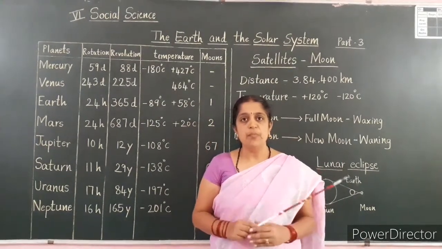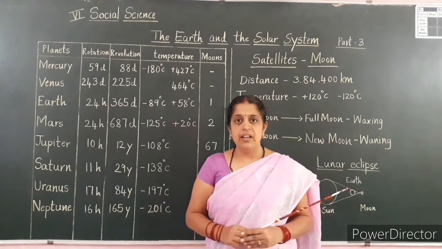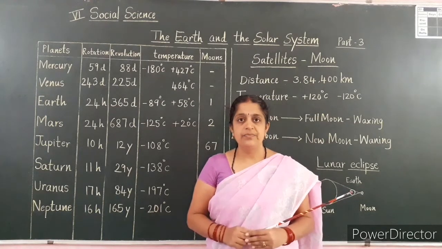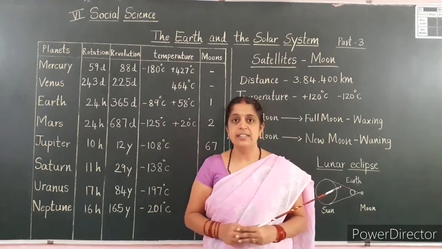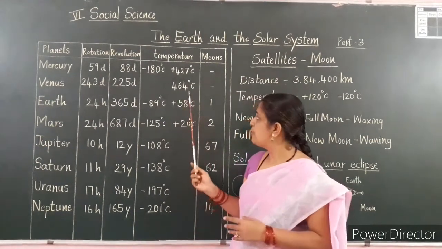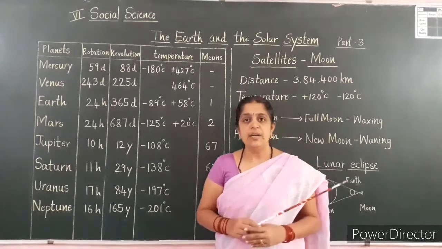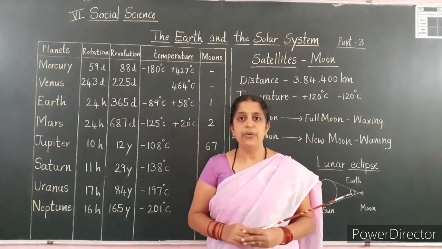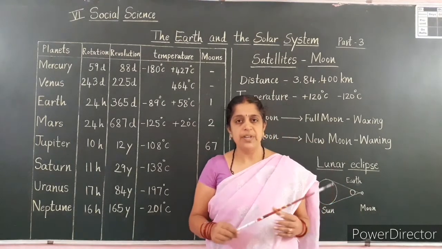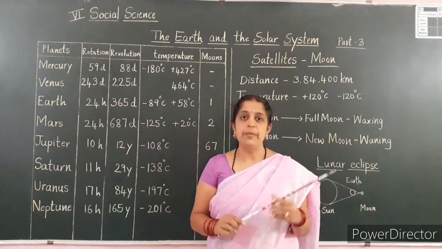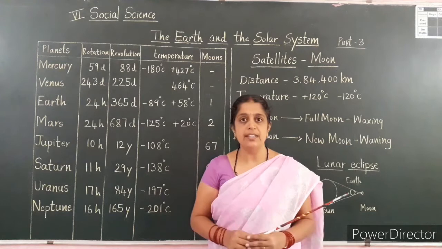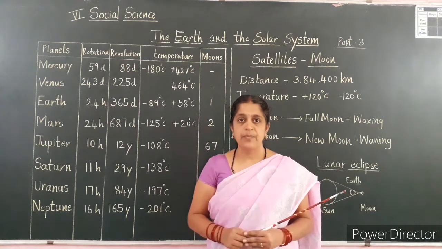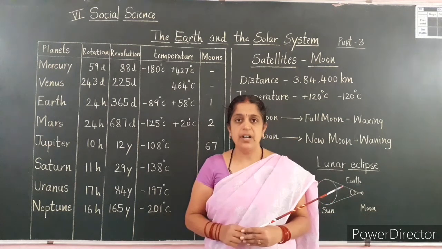Why would it not support life like Earth does? So, first of all, the dense atmosphere found on Venus. The atmosphere is very dense and it mainly consists of carbon dioxide. That is about 96%. So that will not support life.